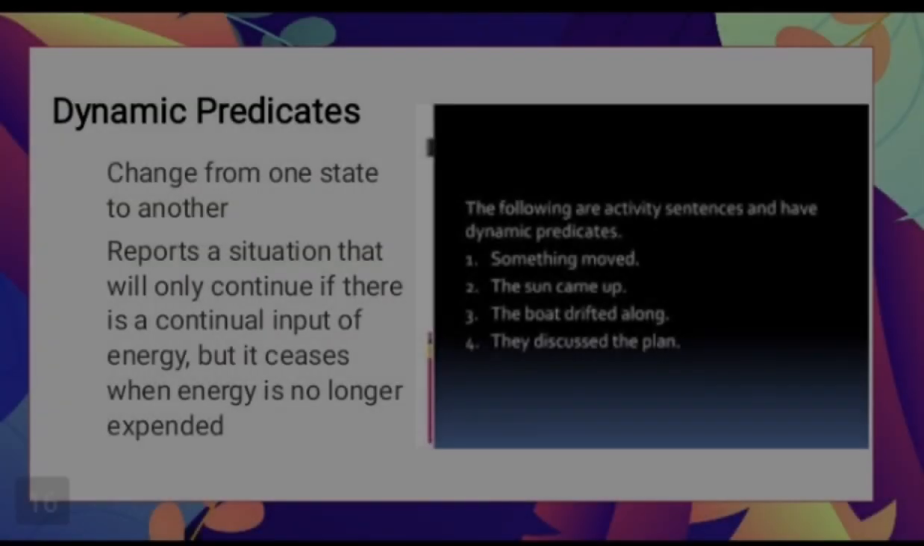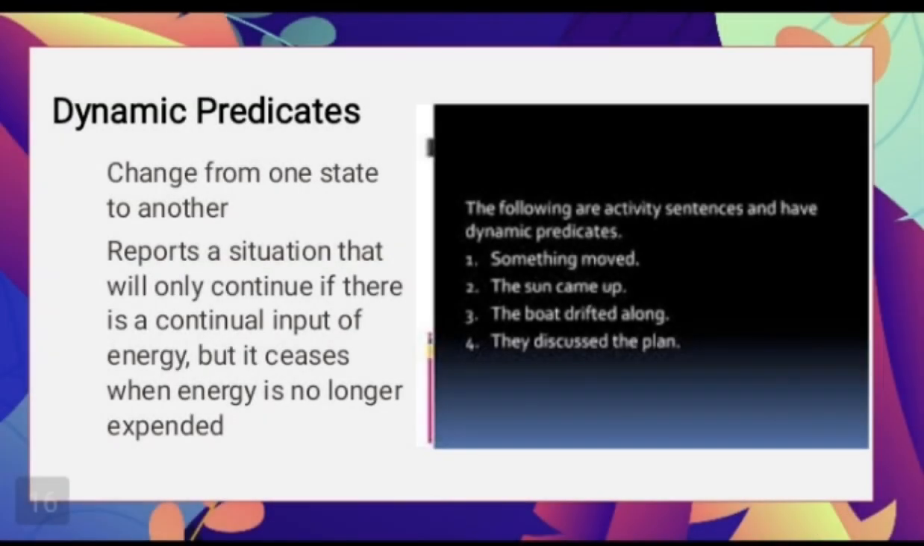and next is dynamic predicates. It is a change from one state to another. It reports a situation that will only continue if there is a continual input of energy, but it ceases when energy is no longer expended. For examples, the following are activity sentences that have dynamic predicates. One, something moved. Second, the sun came up. Third, the boat drifted along. And fourth, they discussed the plan.